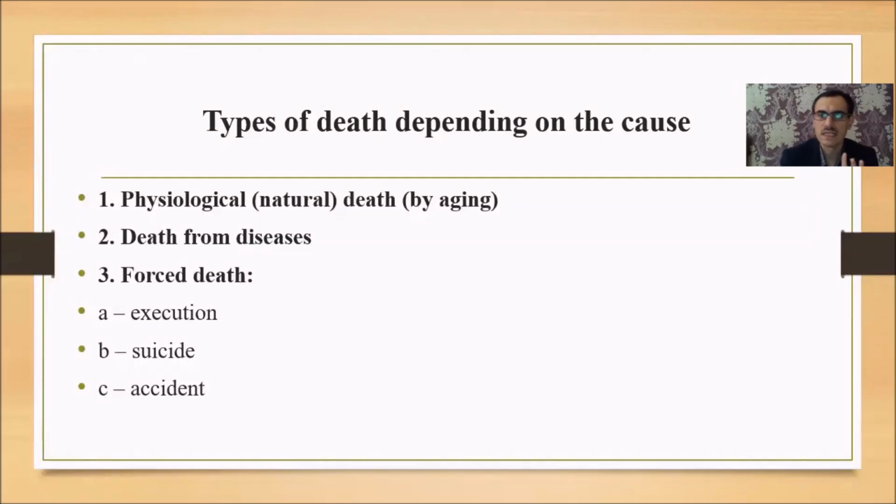The second one, deaths from diseases. We can call it pathological death. And third, forced deaths. First, execution. Second, suicide. And third, accident. This is forced death.